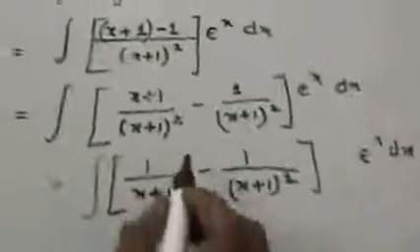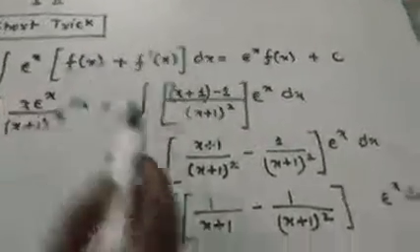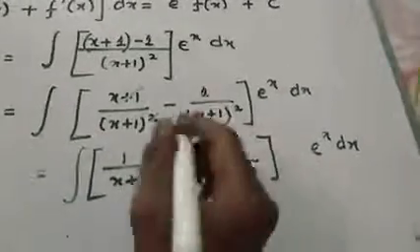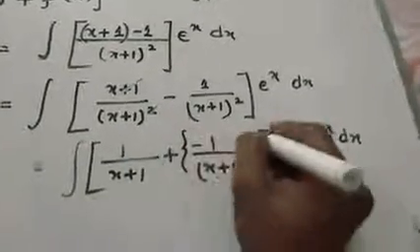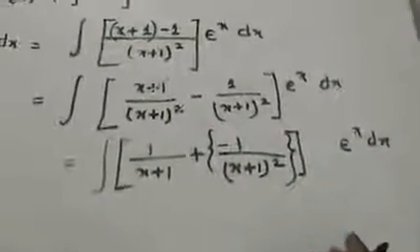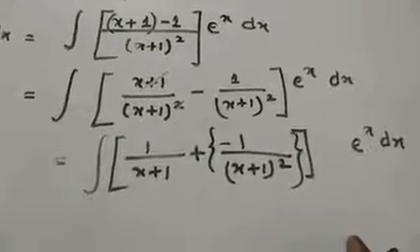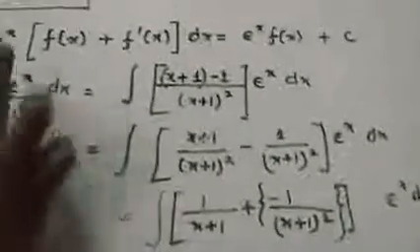Now again, if you want to convert this full form into the short trick form, here is a plus and here is a minus. So for that we simply write a plus here and give this minus in the second bracket. Okay, now e to the power x.